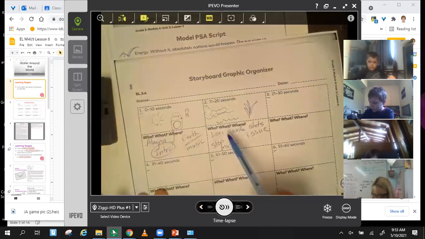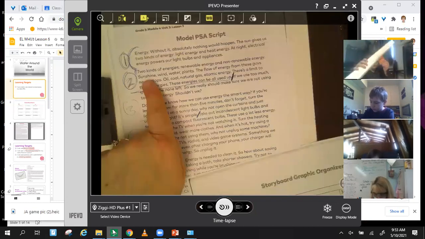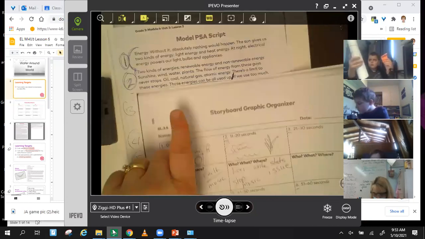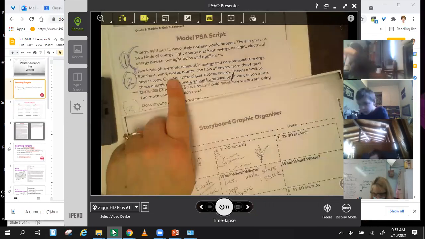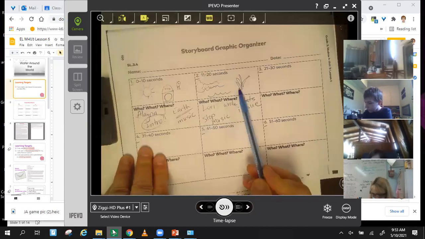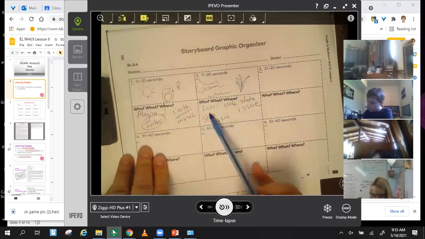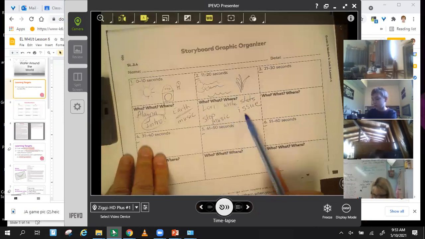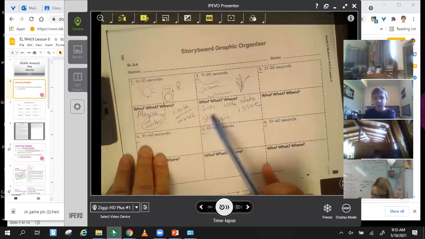So my second one, here are my words that go with the second one. I talk about plants. I talk about water. I talk about wind. So I just kind of briefly wrote some of those down. I'm going to be doing this particular slide. It's going to be about the issue. I am going to perhaps stop the music.